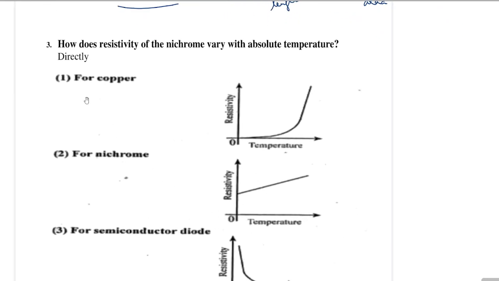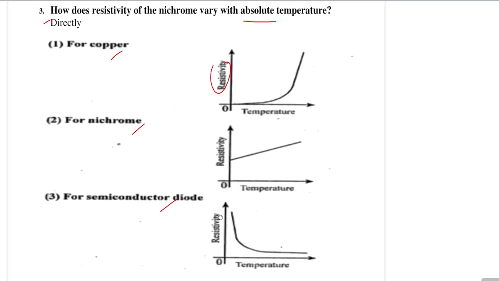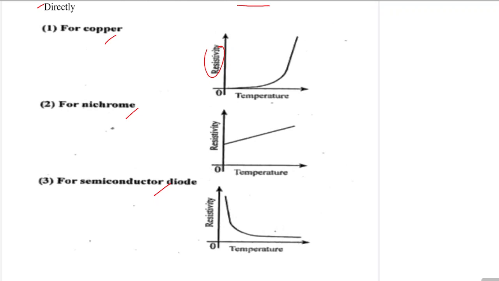Question 3 says, how does resistivity of nichrome vary with absolute temperature? The answer is straightforward. It varies directly. There is no need to write beyond this. But in the textbook, a set of graphs is given. That is, 3 graphs are given for resistivity versus temperature for 3 different materials. One is copper, nichrome, and there is a semiconductor. The corresponding graphs are given here.